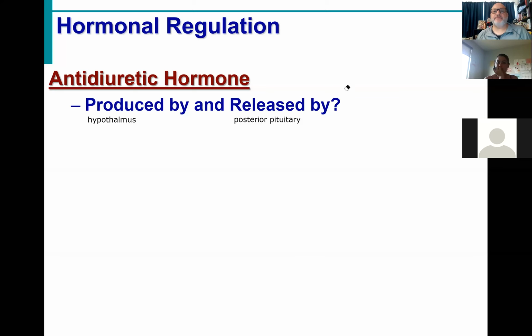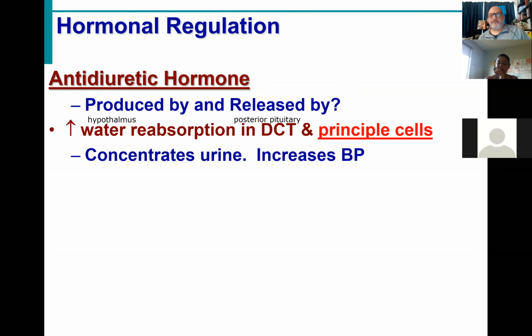All righty, excellent. So apologize for that weird breaking point, but I had just noticed the time, so we are back on now. We were talking about our hormonal regulation, and a couple of them we are already familiar with, our antidiuretic hormone, produced by the hypothalamus and released by the posterior pituitary.